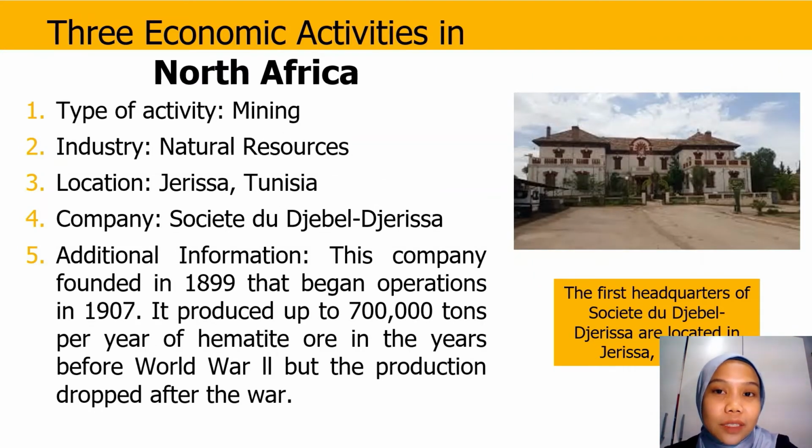Second, economic activities in North Africa include mining in the natural resources industry, located in Jerissa, Tunisia. This industry was led by Société du Djebel Djerissa. This company, founded in 1899, began operations in 1907. It produced up to 700,000 tons per year of hematite ore in the years before World War II, but production dropped after the war. In addition, Tunisia has a small steel industry too.